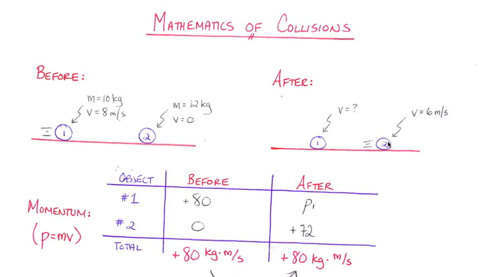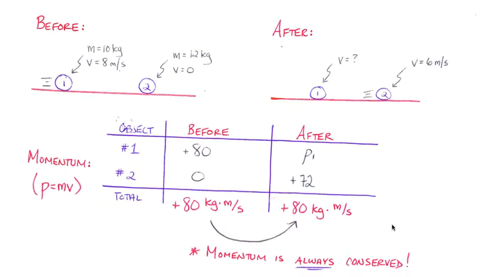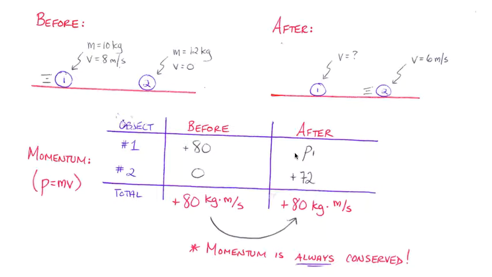Now afterwards, the momentum of object 2 will be 72, because its mass is 12 and its velocity afterwards is 6. We don't know what the momentum of object 1 is afterwards, so I usually just represent it by lowercase p with subscript 1. We know there's some momentum, we just don't know what it is. The key here lies in the conservation of momentum. Whatever my total momentum was before, for any collision, will be the total momentum afterwards. So just like 80 plus 0 had to give me 80, the momentum of object 1 afterwards plus 72, the momentum of object 2 afterwards, must equal 80.